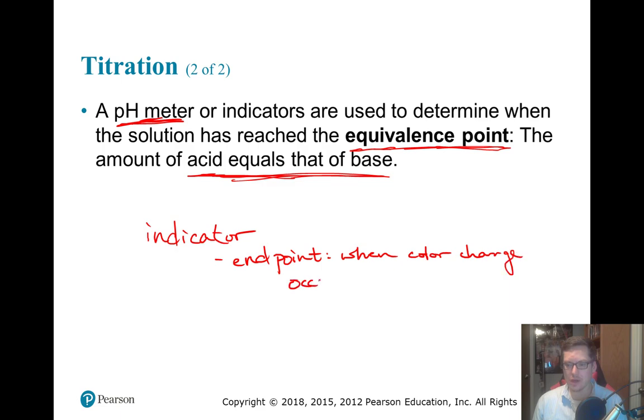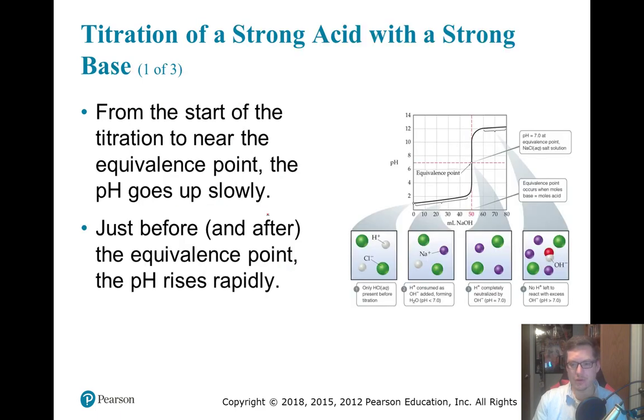Ideally, when you pick the indicator for your titration, you choose one with an endpoint that's close to what you expect the equivalence point to be. There are lots of choices for indicators, and we'll see them in a couple of videos, or maybe the next video. If we choose correctly, the equivalence point and endpoint are essentially the exact same thing, and we don't have to worry about it.